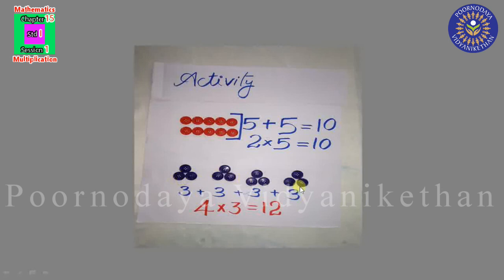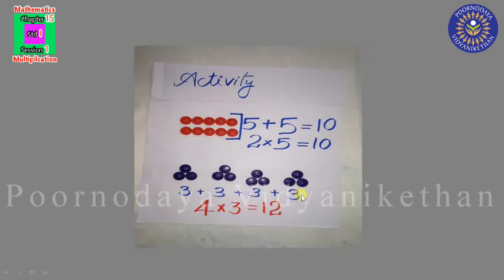There are some buttons. How many groups? 1, 2, 3, 4. 4 groups. In each group there are 3 buttons. 3, 3, 3, 3. So 4 groups of 3. Now can you tell me how many buttons there are in total? 3 plus 3, 6. 6 plus 3, 9. 9 plus 3, 12. Altogether 12 buttons. See here, 1, 2, 3, 4, 5, 6, 7, 8, 9, 10, 11, 12.